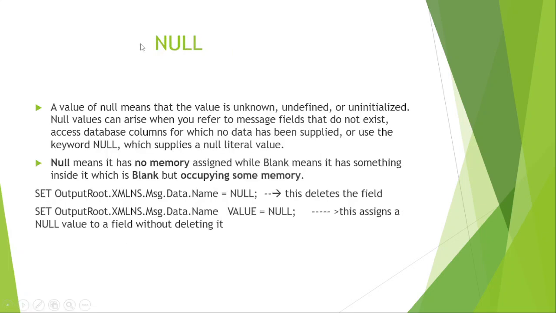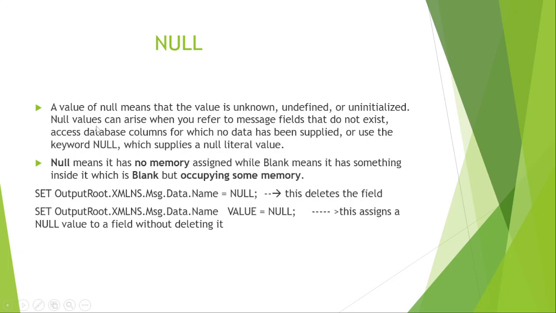Okay, let's move to the next data type, that is null. This is very important to understand. What's the difference between null and blank? When talking about null, it is basically no memory. If a value is null, it means the value is unknown, undefined, or uninitialized. If someone is saying that this data is null, then it means the value for this data is unknown, undefined, or uninitialized.